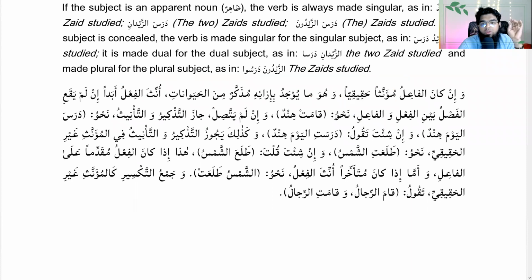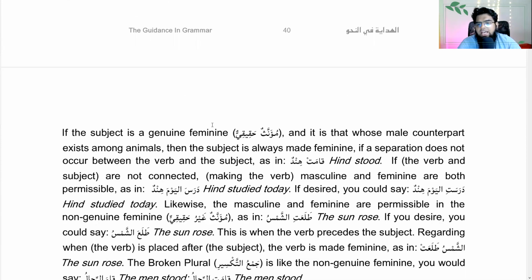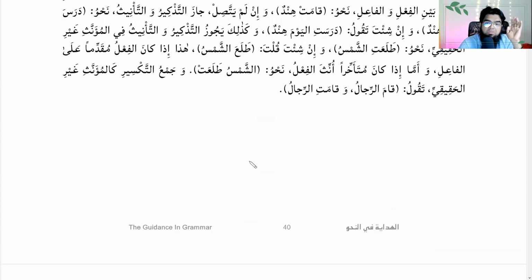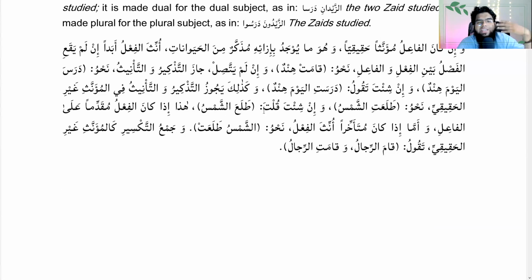Illam yaqa'il fasnu wal fa'il qamat hindun. Wa illam yattasil jazat tazkiru wa tanir. But if it is not attached, masculine and feminine are both allowed. If they are not connected, making the verb masculine or feminine is permissible. Why did the Arabs allow this? Because the subject is coming late, no?